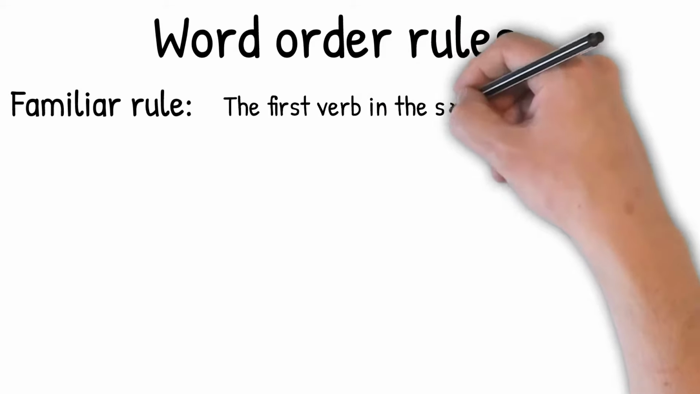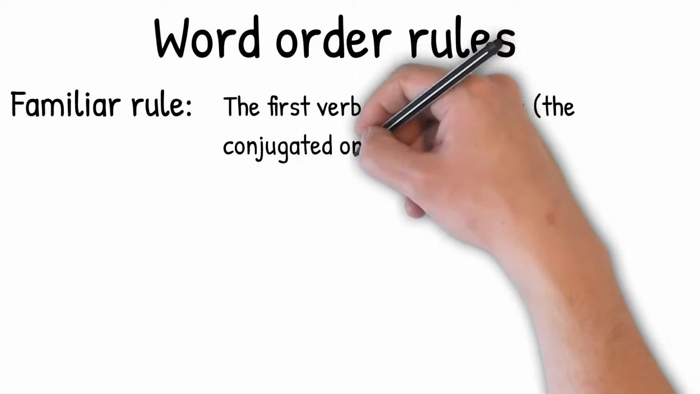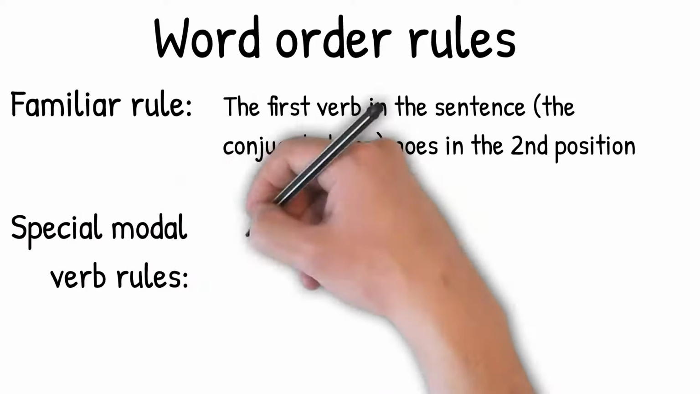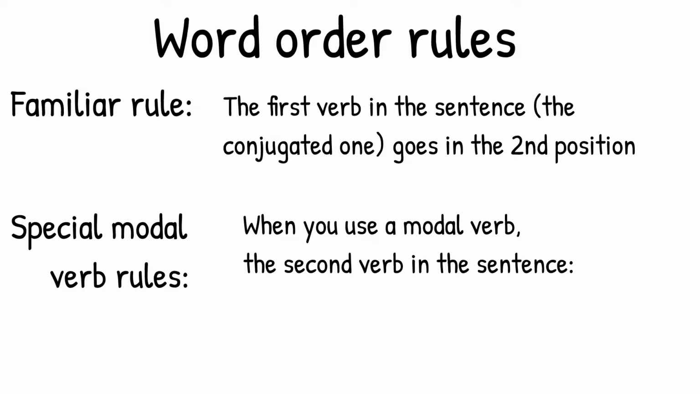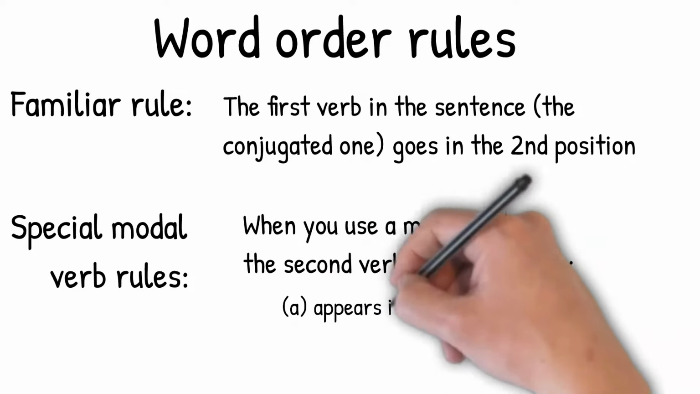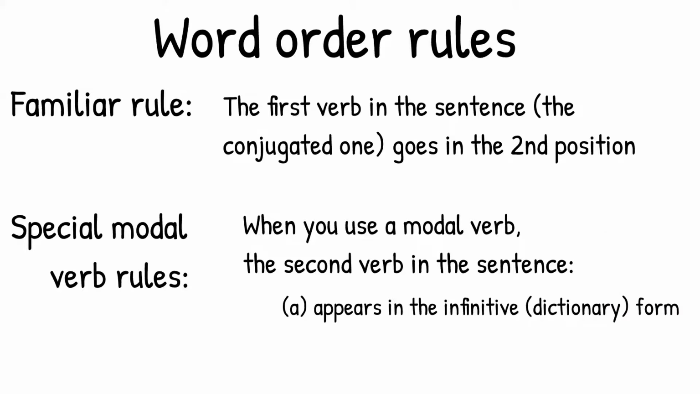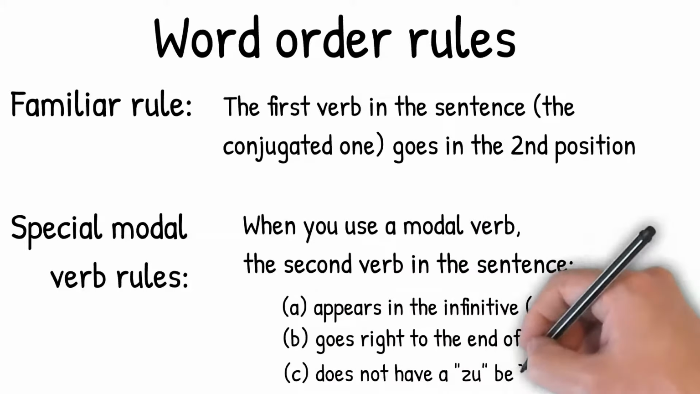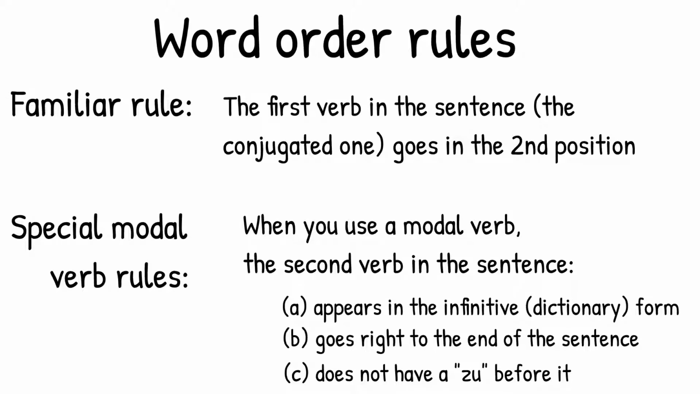There are a couple of important word order rules to bear in mind when we use these verbs. The first one is a familiar rule. The first verb in the sentence, the conjugated one, the one with the ending, goes in the second position always, without exception. But there are a couple of special modal verb rules. When you use a modal verb, the second verb in the sentence, the other one, firstly appears in the infinitive or dictionary form. That means it has an en at the end. Secondly, it goes right to the end of the sentence. And thirdly, it does not have a zu before it, like you might say in English, to.